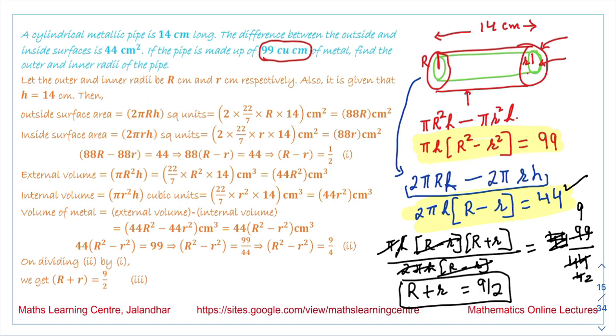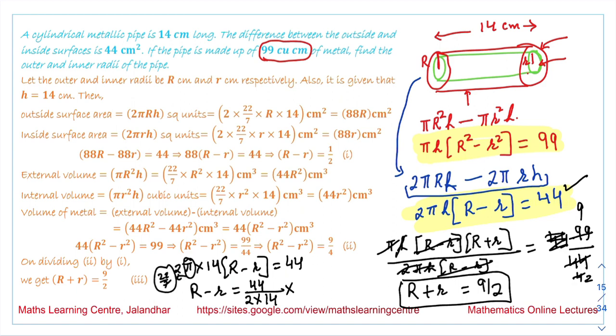Similarly, when we are talking about this equation over here, we have 2π into the value of h, which is 14, into (R − r), that is equal to 44. So the value of capital R minus small r is equal to 44 by 2 into 14, and the value of π is 22 by 7, so it is 7 by 20. So these two values get cancelled and we are left with capital R minus small r is equal to 1 by 2. And this is capital R plus small r is equal to 9 by 2.